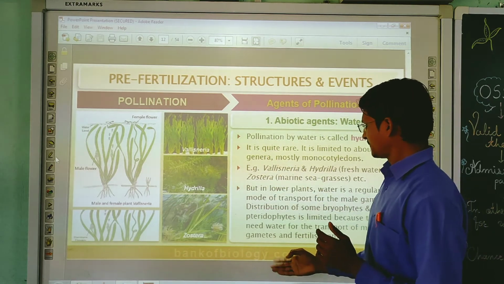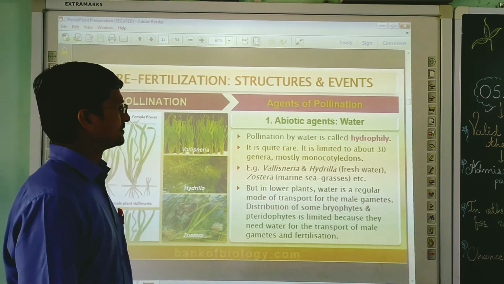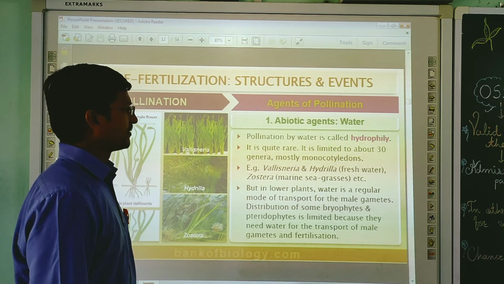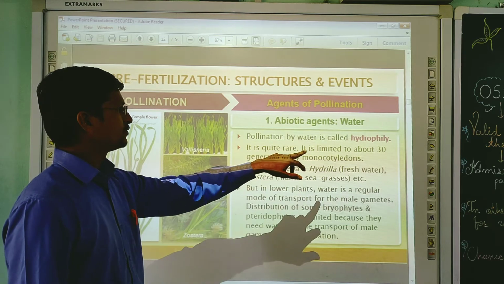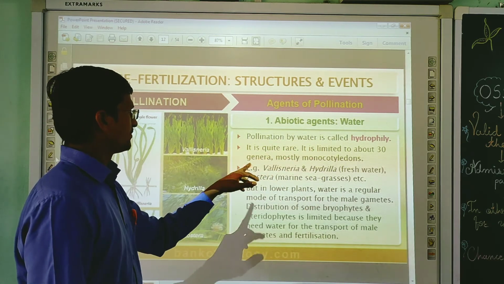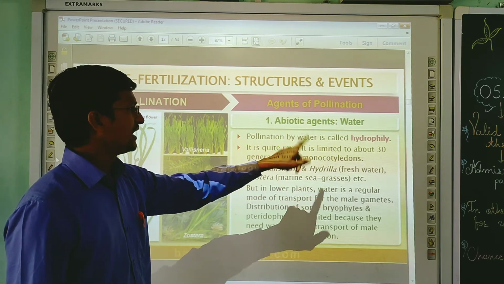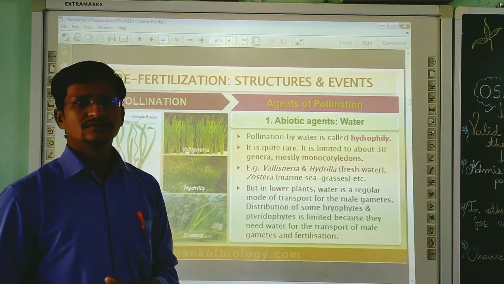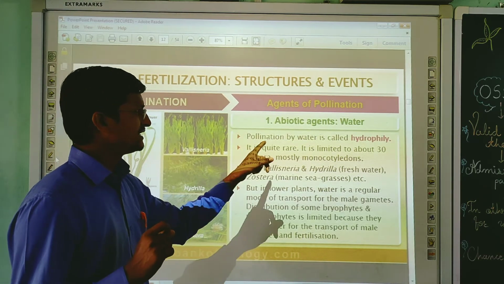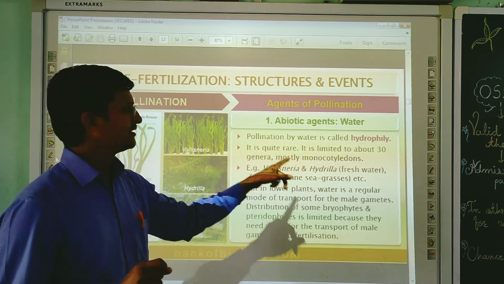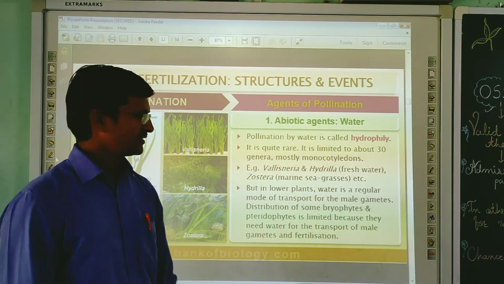Here you can see it is quite rare. It is limited to about 30 genera, mostly monocotyledons, and pollination by water is called hydrophily. Pollination by wind is called anemophily. Pollination by water is called hydrophily. Remember?